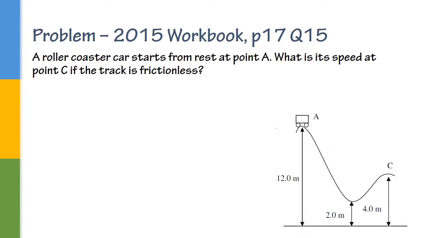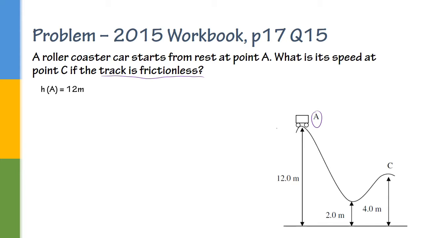So here's our question from the 2015 workbook, page 17, question 15. The question states, if a roller coaster starts from rest at point A, which is up the top, what is the speed at point C if the track is frictionless? Now you're going to have a statement like this, which basically means that no energy is lost in the system, but it won't change how you calculate anything.